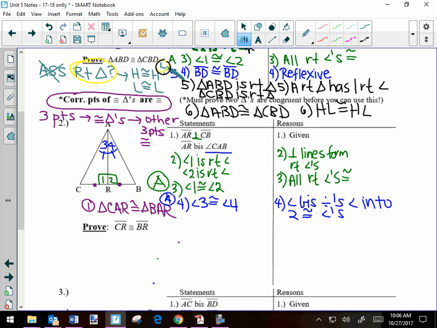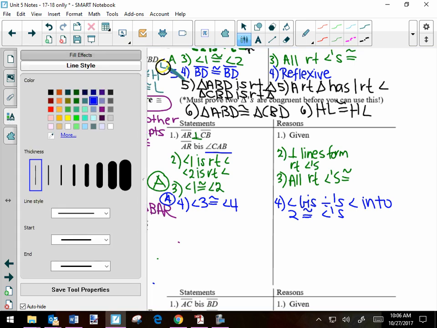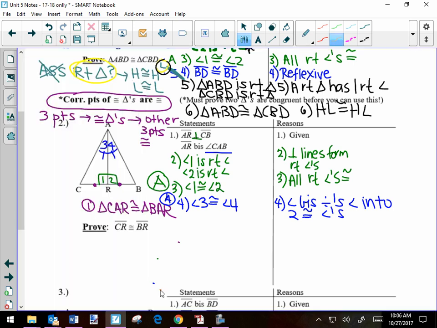So some of you are probably already recognizing the fact that in this, we do have a shared side right here. This has come up numerous times, so you're very comfortable with this now. So in my proof, I have AR congruent to AR, and that is reflexive. I'm going to mark that as a set of sides.